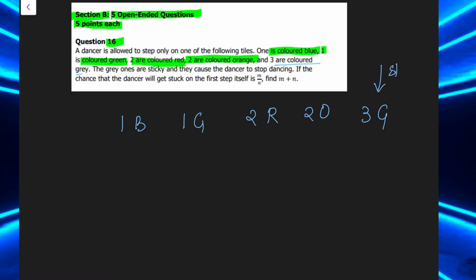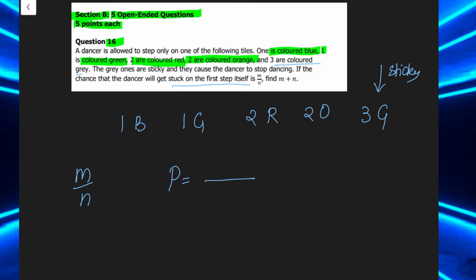A dancer is allowed to step only on one of the following tiles. One is blue, one is green, two are red, two are orange, and three are gray as well. The gray ones are the sticky ones, that cause the dancer to stop dancing. If the chance that the dancer will get stuck on the very first step is m over n, what is the probability of the dancer to get stuck?